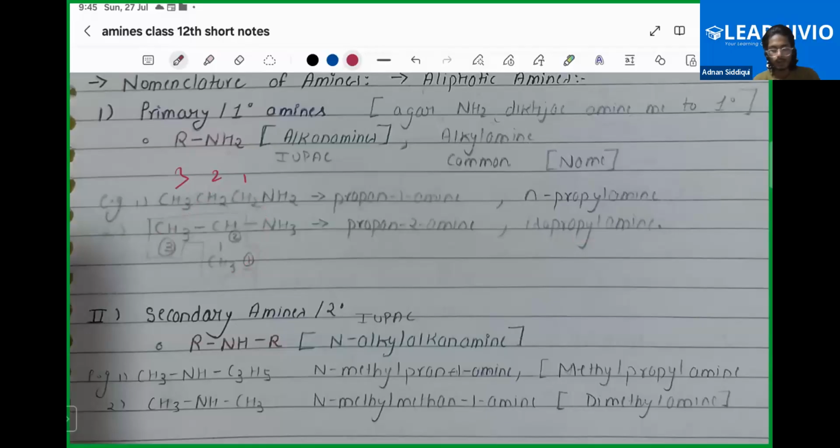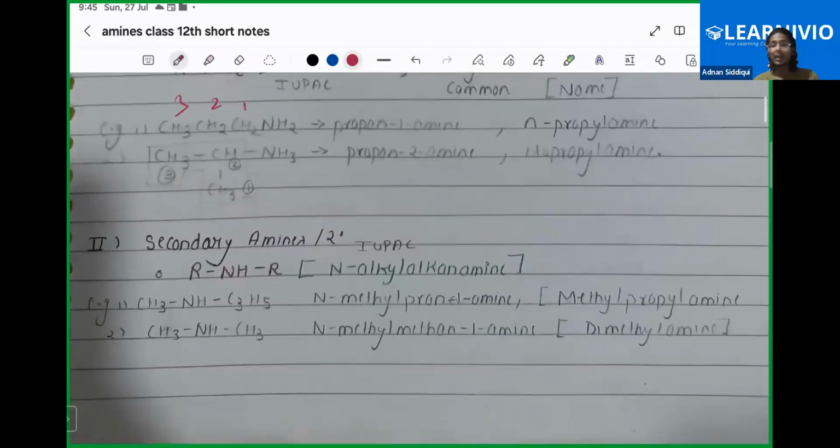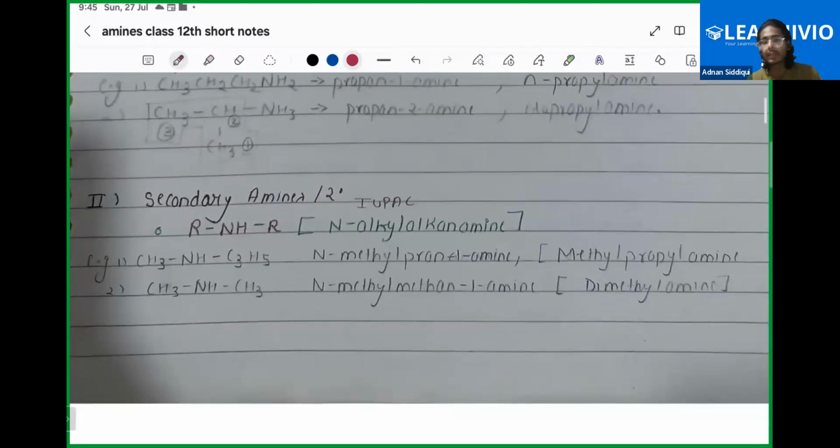Now, what about the secondary amines? If you are observing secondary amines, then the IUPAC rules are different. First of all, you know how to identify a 2 degree amine, because from ammonia, where we had three hydrogens, two hydrogens are replaced by R groups. So we will call it 2 degree amine. If you are supposed to name these sort of compounds where you are observing 2 degree amine, you have to follow this rule: N-alkyl alkane amines.